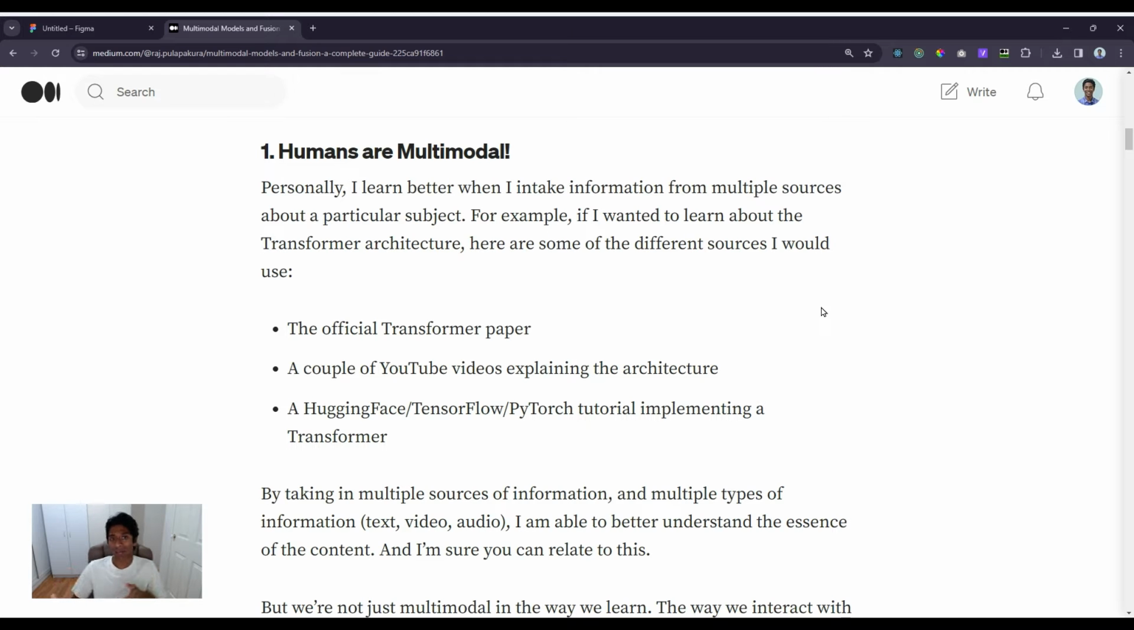So what does multimodal mean? Well, I think it's best to explain it with an example. And it turns out that humans are inherently multimodal. So when I'm trying to learn something, I find it better when I can intake information from multiple sources about that subject. For example, if I wanted to learn about the transformer architecture, some of the sources I would use are the official transformer paper, a couple of YouTube videos explaining the architecture, and an in-depth coding tutorial implementing the transformer in code.